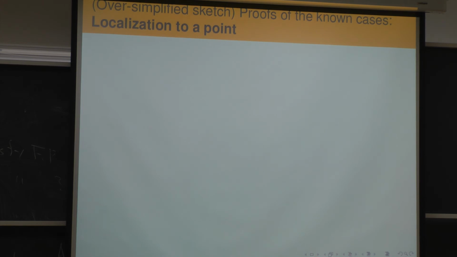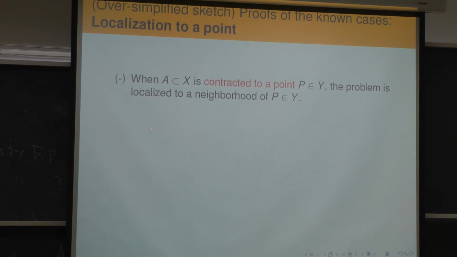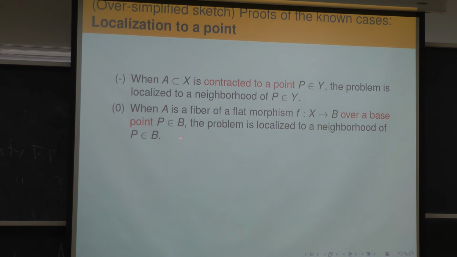So here's the one-point localization. Suppose the submanifold can be contracted to a point, then you can localize the problem to the contracted point. So the problem is concentrated on this one point on some complex space. It may be singular, but the Artin theorem works for the singular case also. And when A is a fiber of a flat morphism over a base point, then the problem is localized to a neighborhood of that base point. So again, you reduce it to one point somehow.